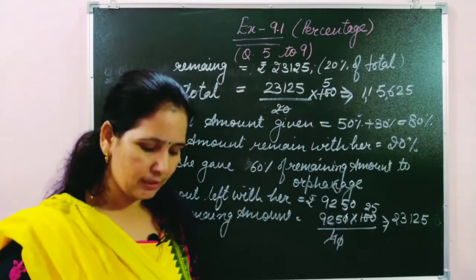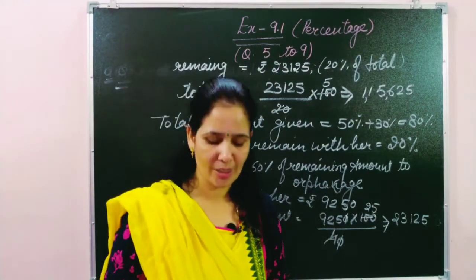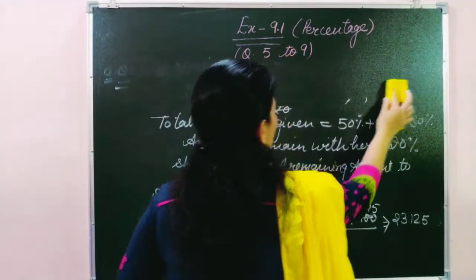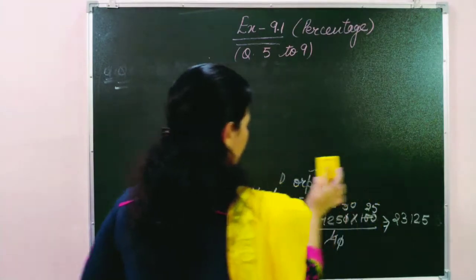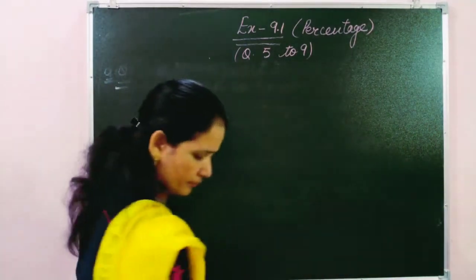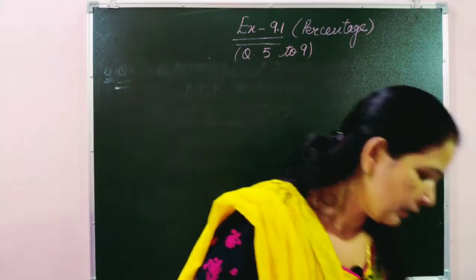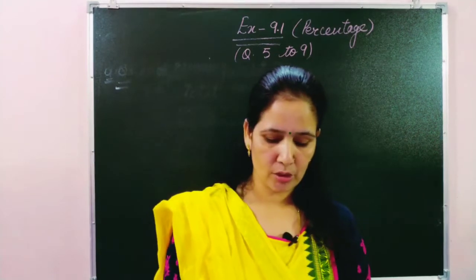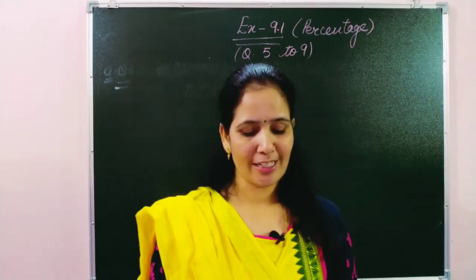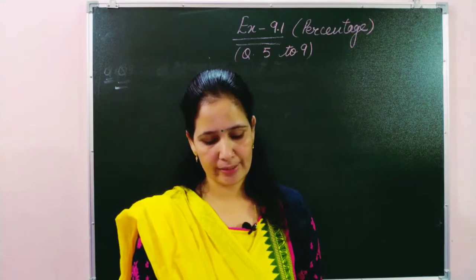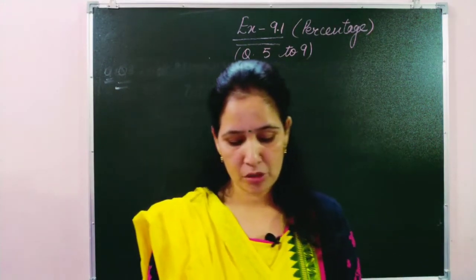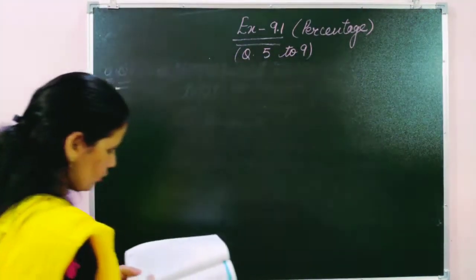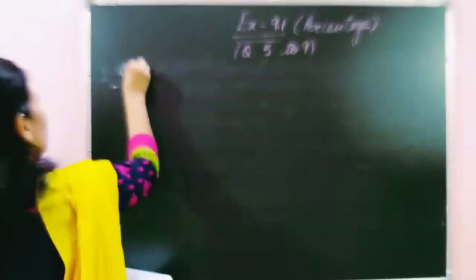So now let's move to the last question for today's discussion, that is question number 9. Okay, in question number 9, they have given a reduction of 10% in the price of mangoes, enabling Vicky to buy 2 kg mangoes for rupees 360. So here we have to find the reduced price per kg and the original price per kg. Okay students, so let's start question number 9.